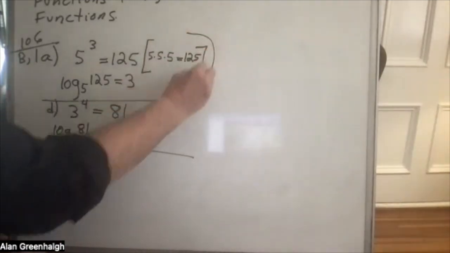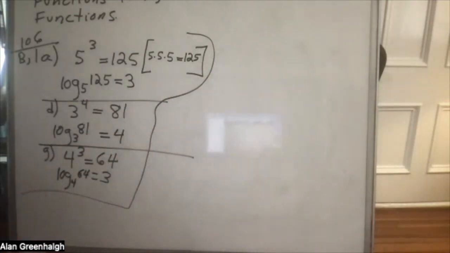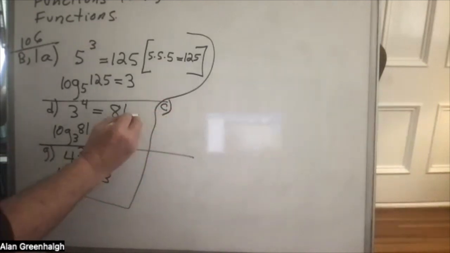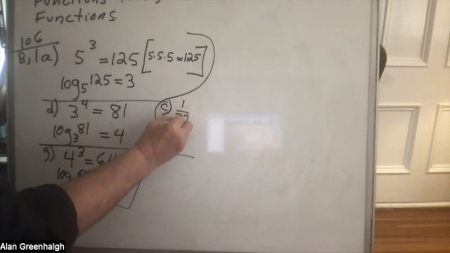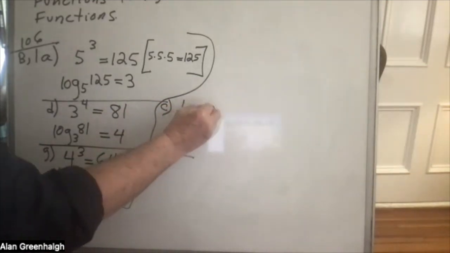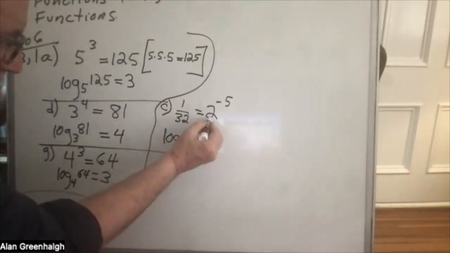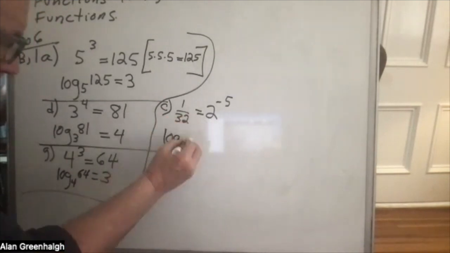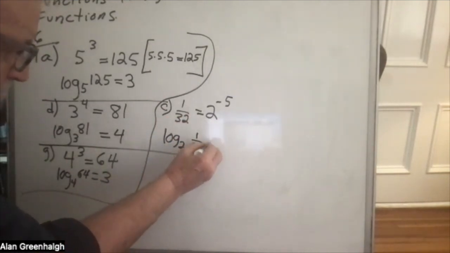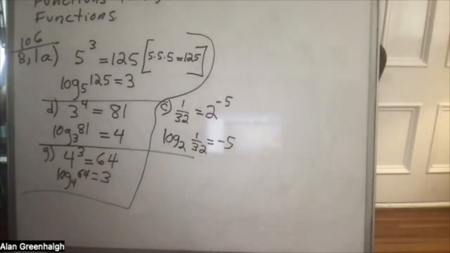And the only thing that makes it a little more difficult is they give kind of complicated problems. Like problem C is 1 over 32 equals 2 to the negative 5. Okay, so the instructions are change that into logarithmic form. Log, the base is 2, the number is 1 over 32, the exponent is negative 5. Okay, that's all it is, changing from exponential form to logarithmic form.